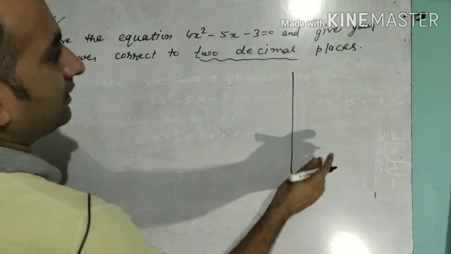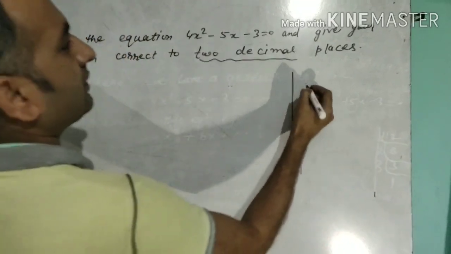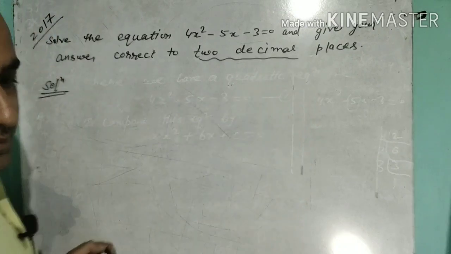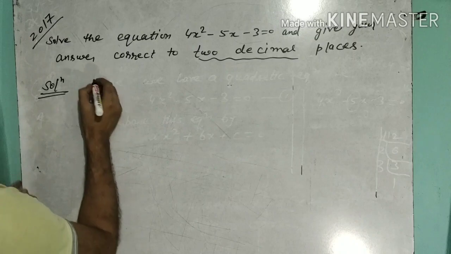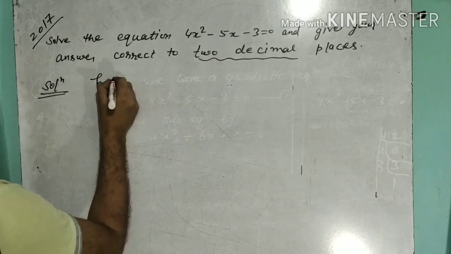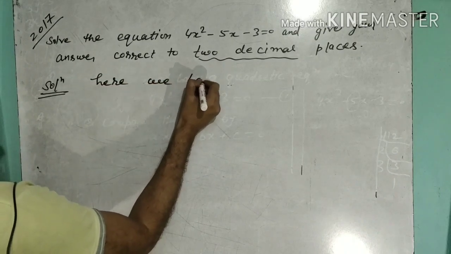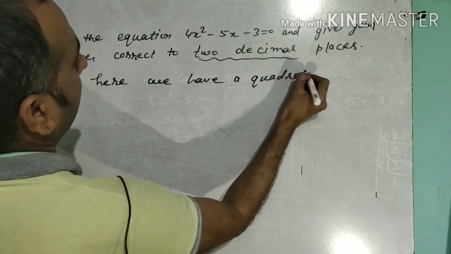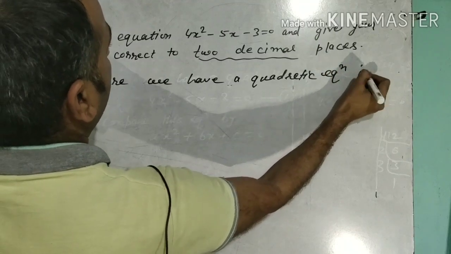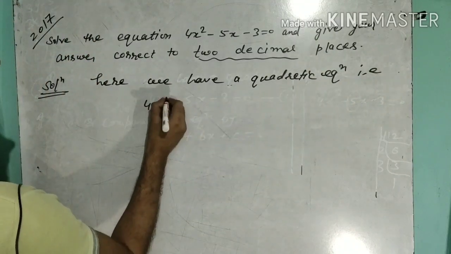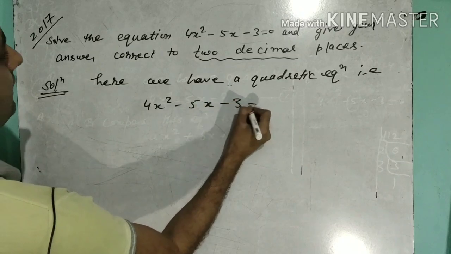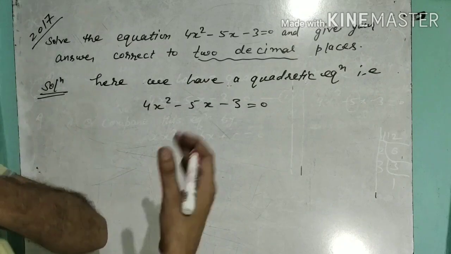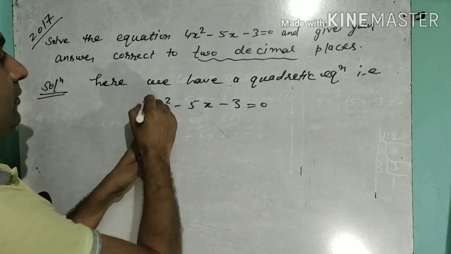Suppose this is your quadratic equation: 4x square minus 5x minus 3 is equal to 0. Can you solve it by the simple method? By the simple method, at first what do we have to do?